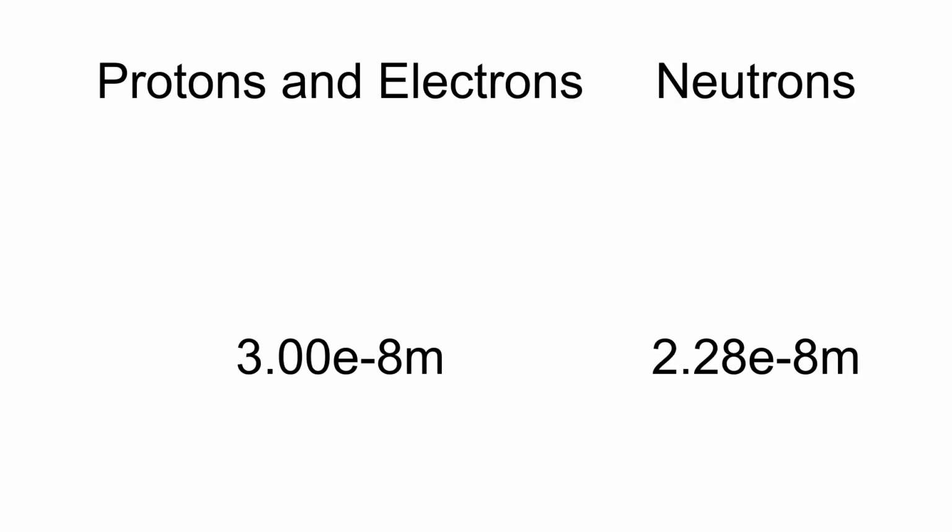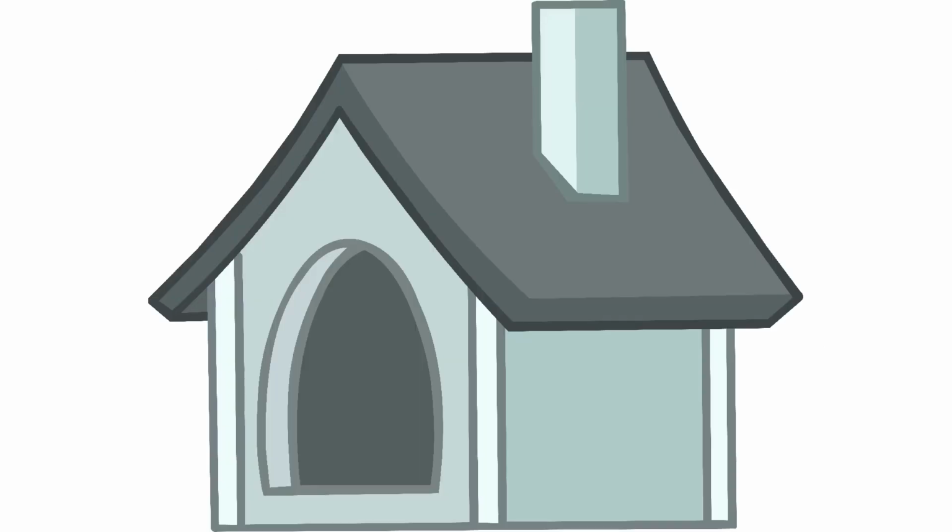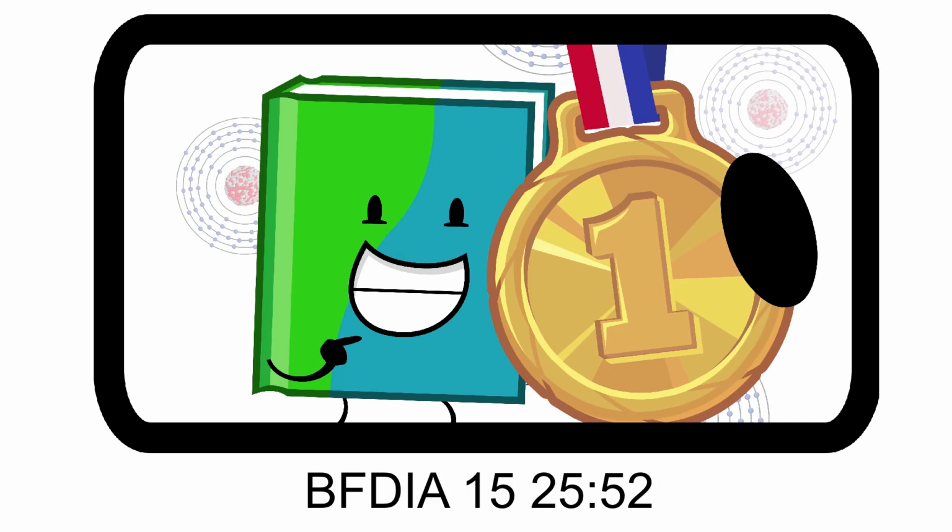The protons and electrons in this frame have a radius of 3 times 10 to the minus 8 meters, while neutrons have a radius of 2.28 times 10 to the minus 8 meters. However, these particles come from the birdhouse that was shrunk 2 times before entering the water drop where the contestants are. We also can't see individual atoms in Boog's gold metal.